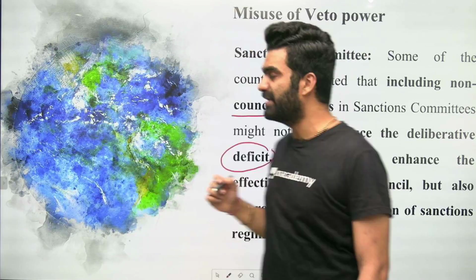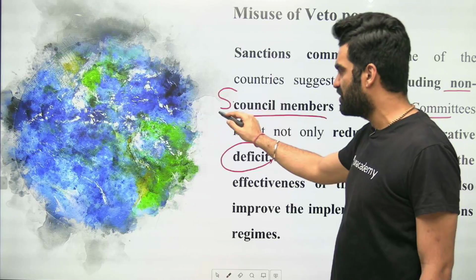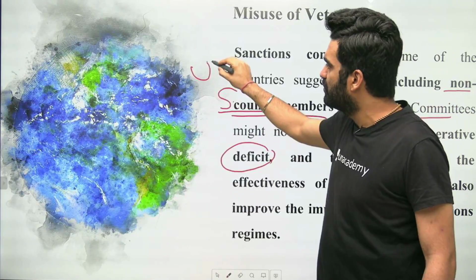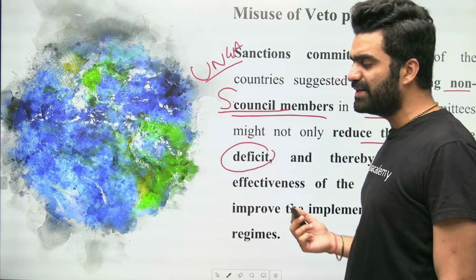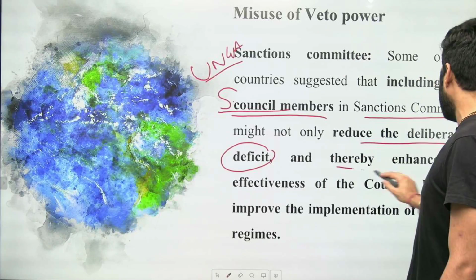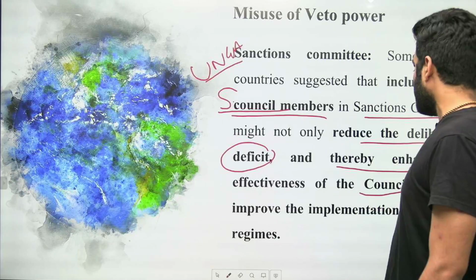If we include non-council members, that means apart from the members of the Permanent Security Council, we should also include the members of UNGA while taking any decision on sanctions. This will increase the deliberative quotient of deliberative, consensus-oriented decision making, acceptable decisions. And this will enhance the credibility and effectiveness of the Security Council as well, which is on its wane, on the decline now, and also improve the implementation of sanctions regimes.